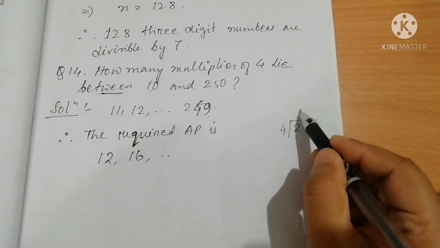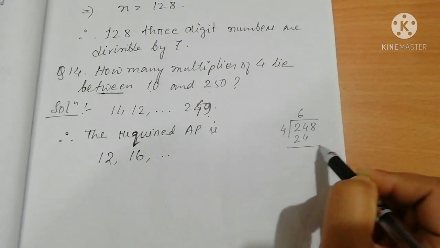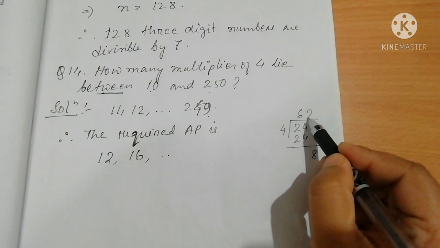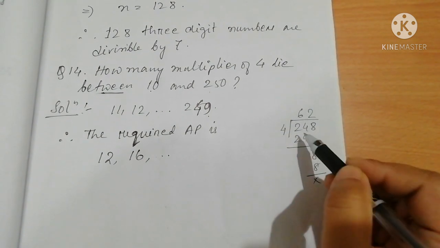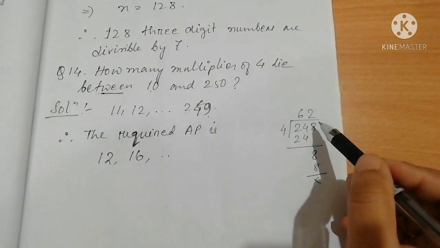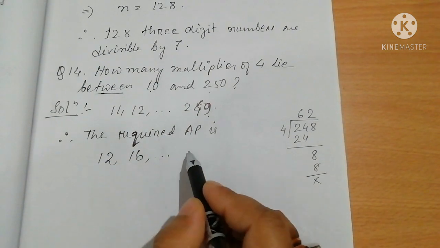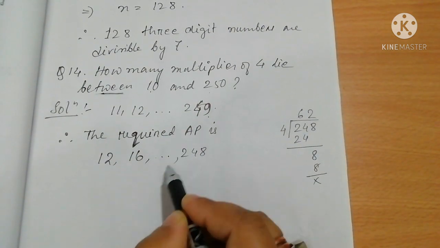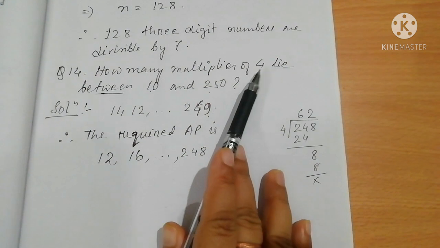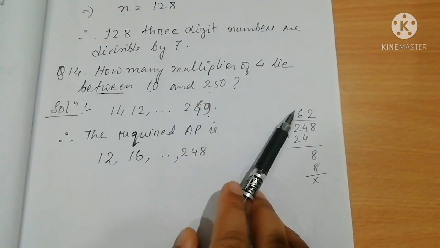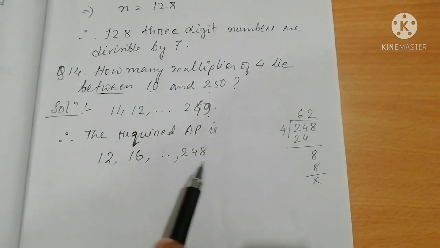4 6s are 24, 8 will come down, 4 2s are 8. Yes, 248 is divisible by 4, giving 62. So 248 is also a multiple of 4. 4 into 62 will give you 248.